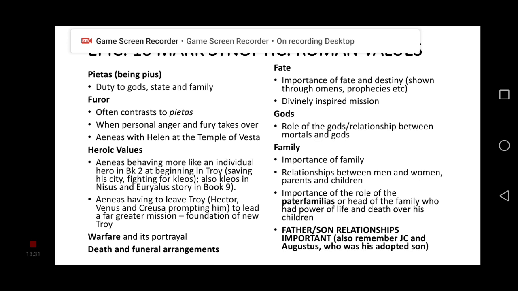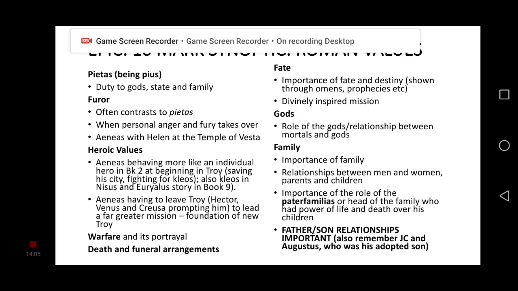Pietas, duty, furor. That's when Aeneas goes quite mad, and it often contrasts to Pietas. He goes mad with anger and fury when his companion Pallas is killed. Heroic values. Aeneas behaving more like an individual hero, and we've had that with Odysseus as well, haven't we? And Aeneas having to leave Troy, and this is a big deal because you wouldn't think that's heroic, leaving, but he's leaving to found a new Troy, so that's quite important.